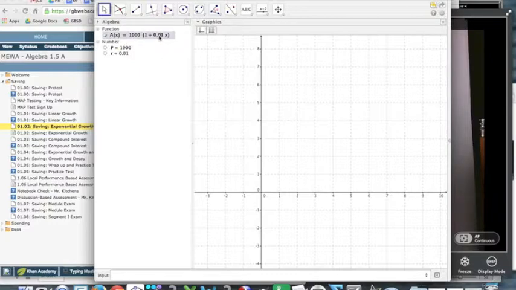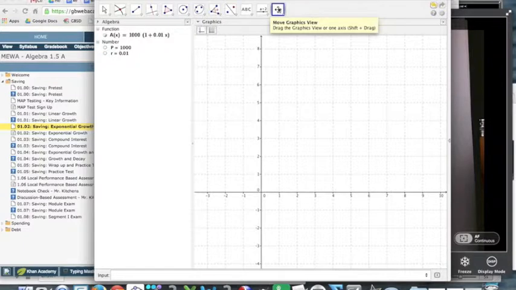So the equation looks pretty good. We've put the rate in there as 0.01. We've got the principal, so where is our line, though? And where it is that we gave him $1,000 to begin with. So at 0 years, we start off with 1,000.